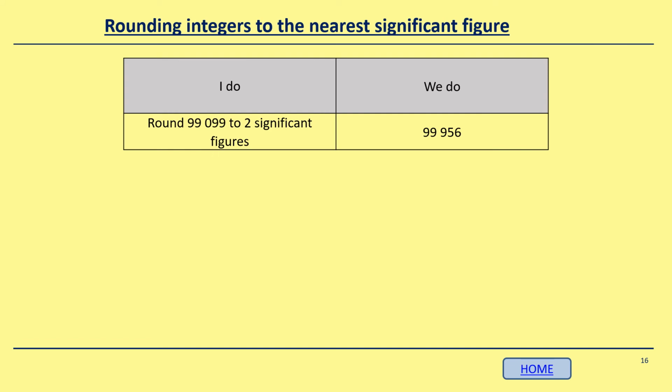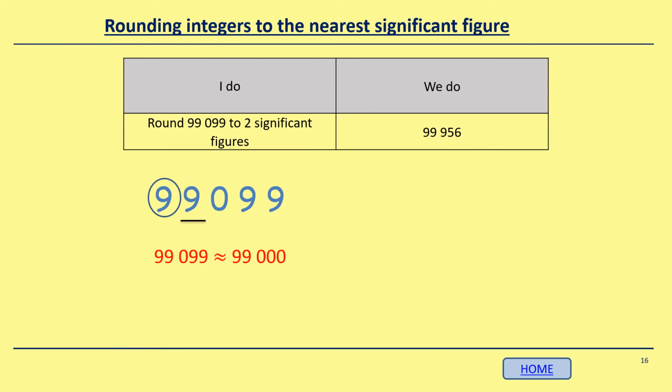Round 99,099 to 2 significant figures, so there's the 99,099. So we are actually interested in the one after the 0, that line's in the wrong place. So 2 significant figures. Okay, so this line should be here under that 0. So the answer is 99,000.